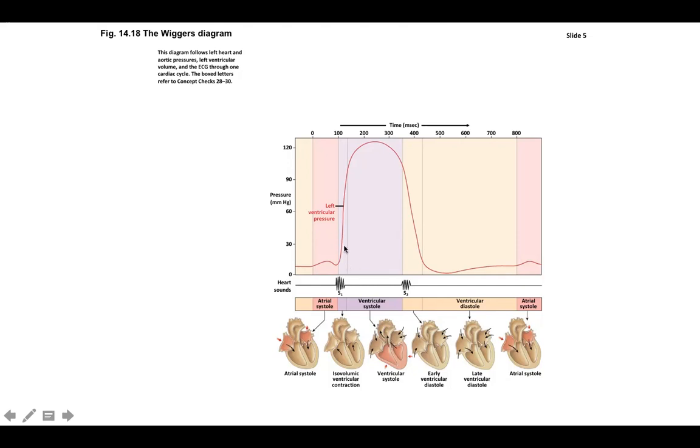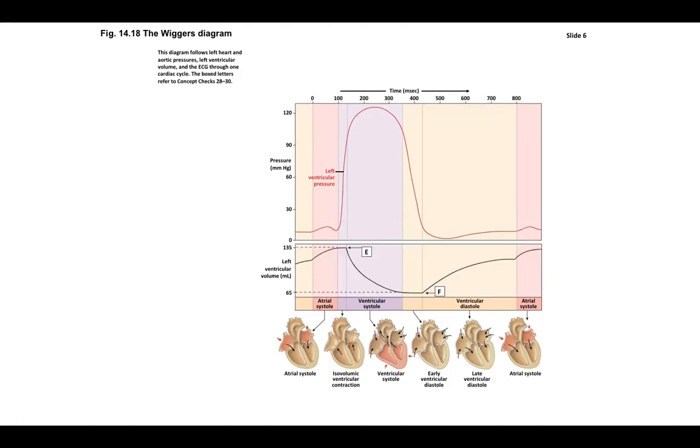So you can see that there's a dramatic increase in the pressure within the left ventricle. If this were a right ventricular curve, there would not be as dramatic an increase in the pressure because the right ventricle pumps at a lower pressure than the left ventricle. It's a lower pressure circuit.